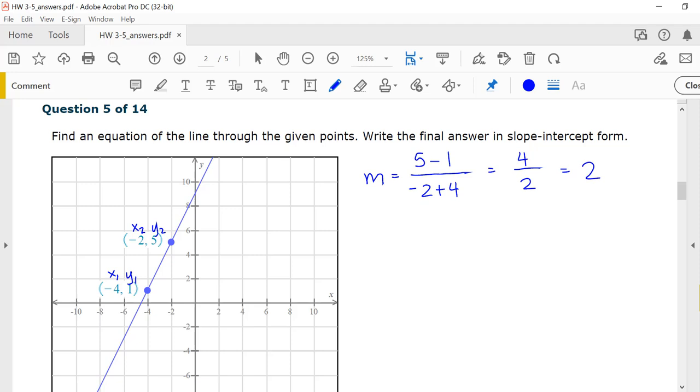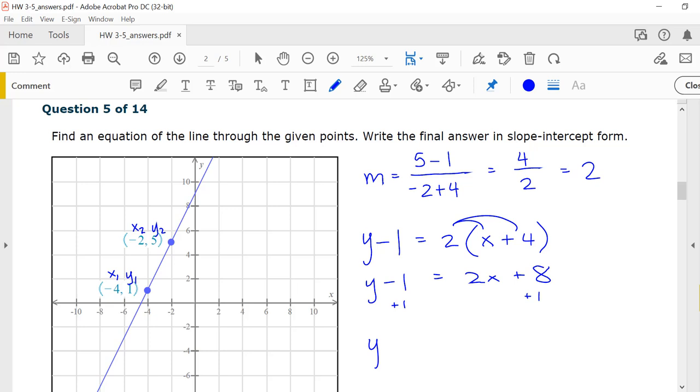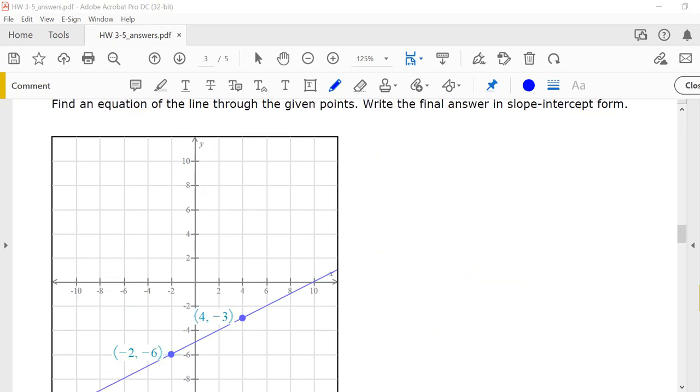So if I write it in point slope form, y minus 1 equals 2 times x minus negative 4. So I have y minus 1 equals 2x plus 8. Y will equal 2x plus 9. That's my final answer in slope-intercept form.